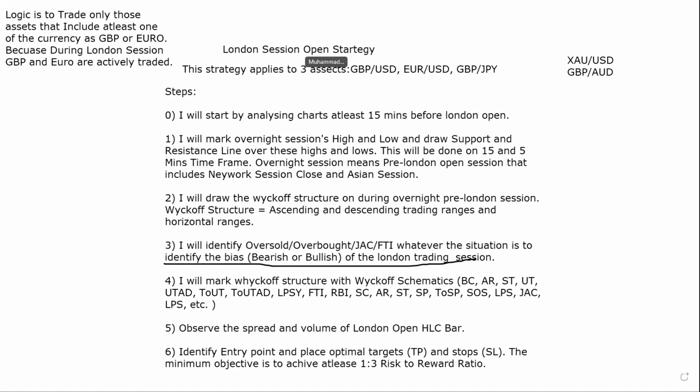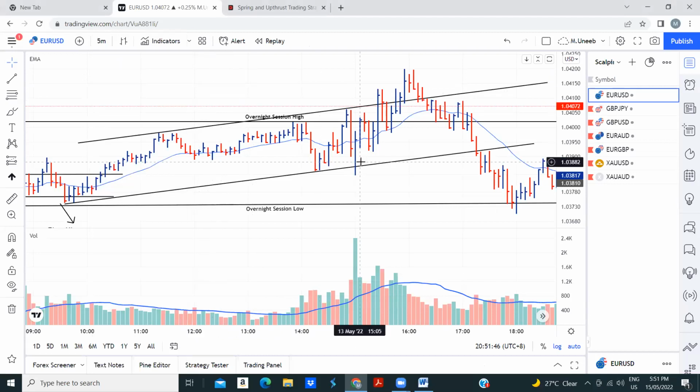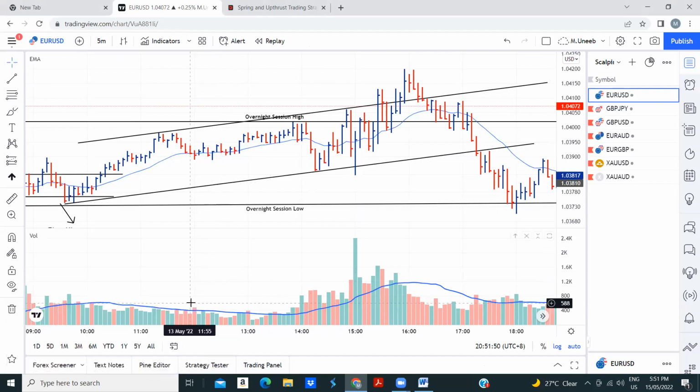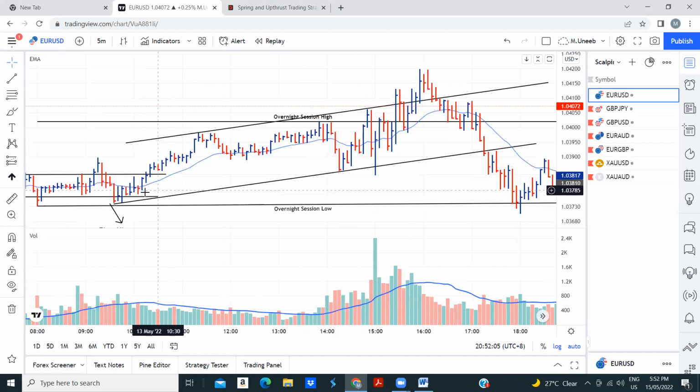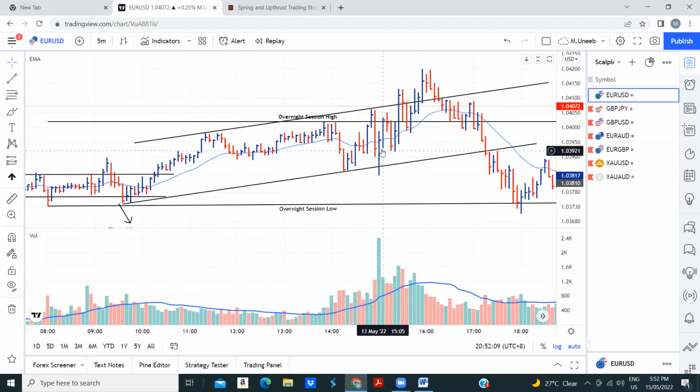Can you tell me from the start whether it's bullish or bearish on a 5-minute chart? It looks bullish. Yeah, for now, because London Open was here. At what time was London Open? 3 p.m., right? This is the bias, exactly bullish, because we are just breaking out of reaccumulation, and now the bias is bullish.